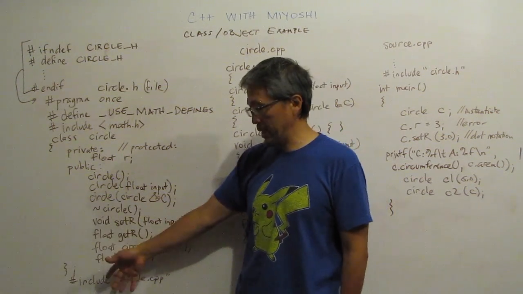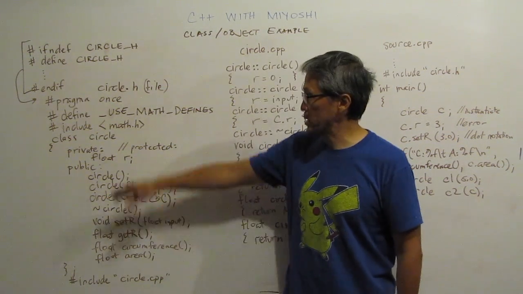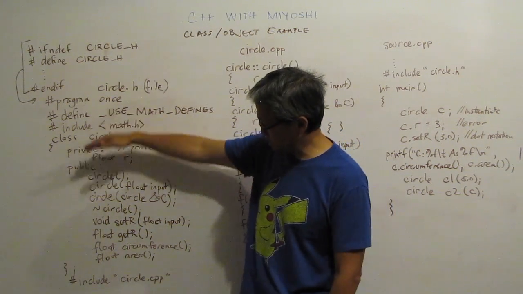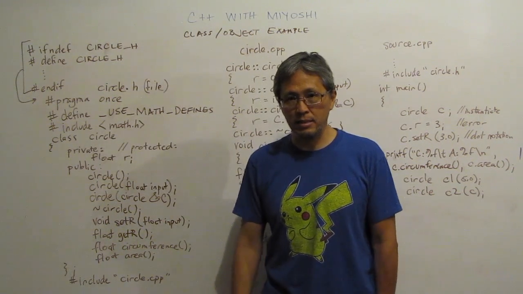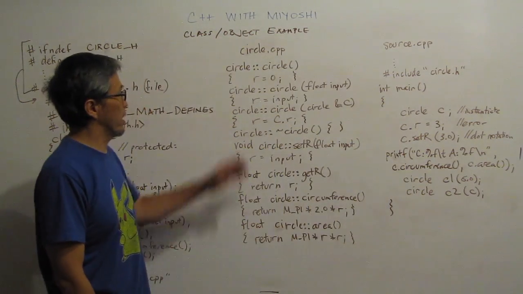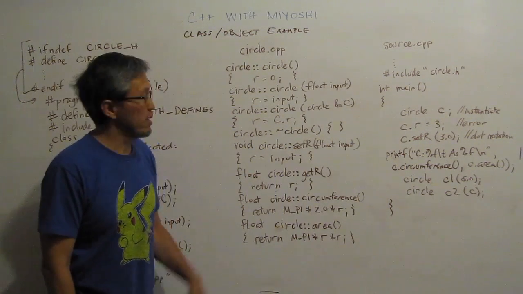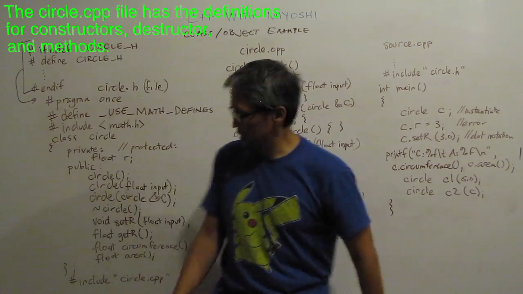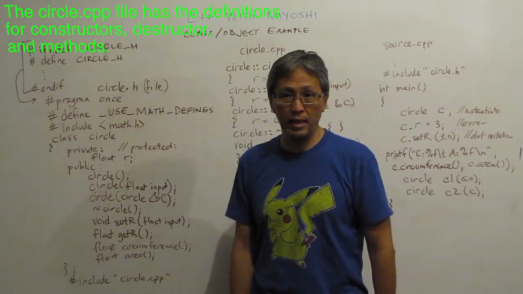And in fact, you could make this all one file, but lots of people like to have a .h file and a .cpp file, especially as we get bigger and more complex classes. So that takes us to our next file. In my circle.cpp file, what I have here is all the definitions of all these methods and constructors.